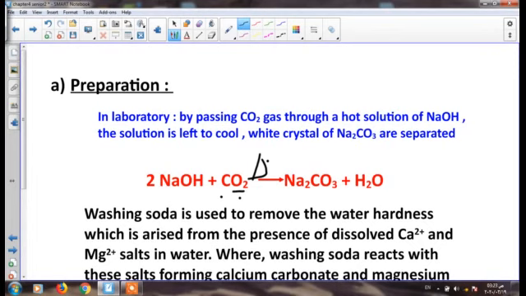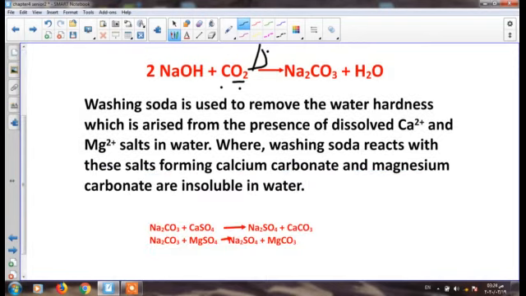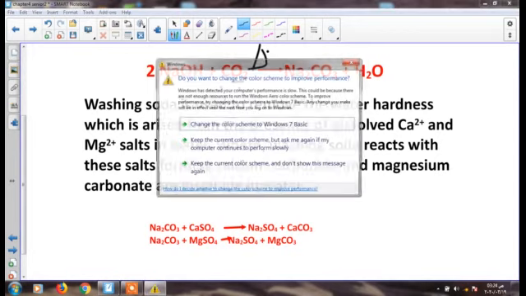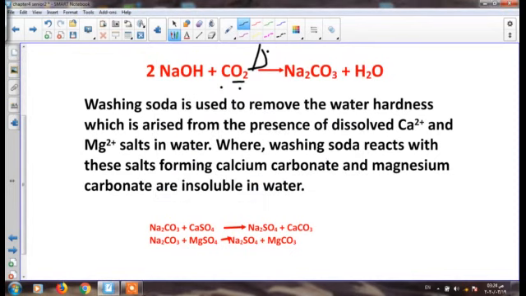Washing soda is used to remove water hardness, which arises from the presence of dissolved calcium ion and magnesium ion salts in water, where washing soda reacts with these salts forming calcium carbonate and magnesium carbonate, which are insoluble in water. Sodium carbonate plus calcium sulfate produces sodium sulfate and calcium carbonate. Sodium carbonate and magnesium sulfate form sodium sulfate and magnesium carbonate.